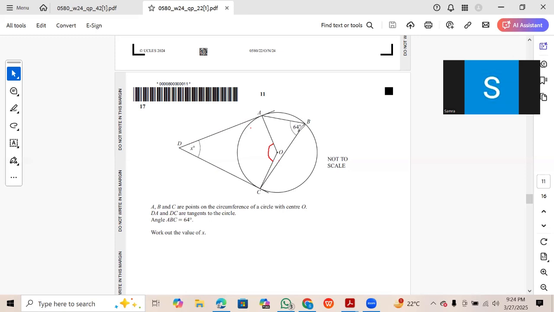So this will be 2 into 64. We will write here, so 128. Yes, 128, 2 into 64. Yes, this angle is 128. Now these two angles are remaining.